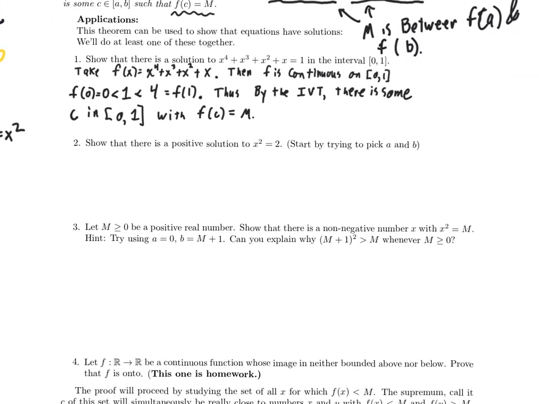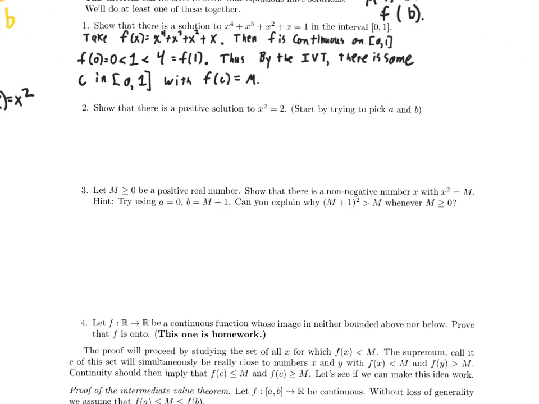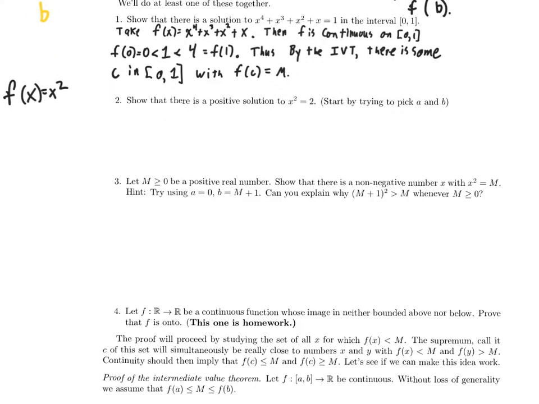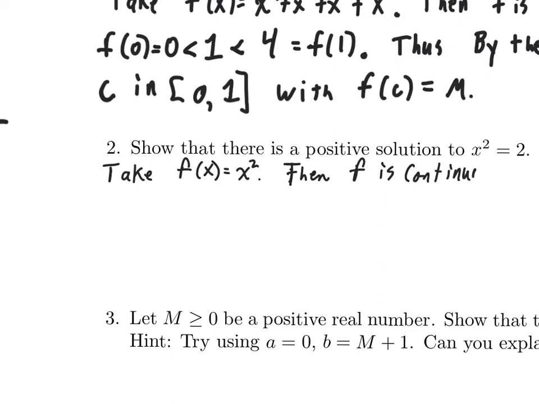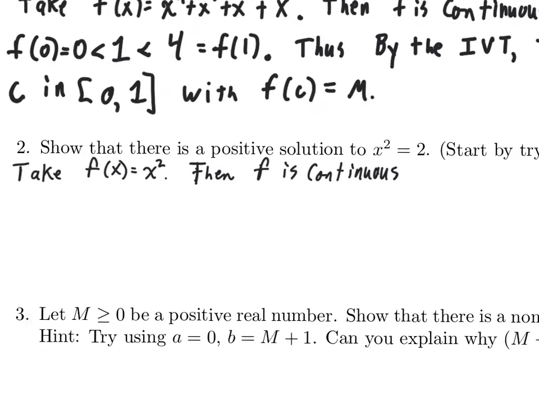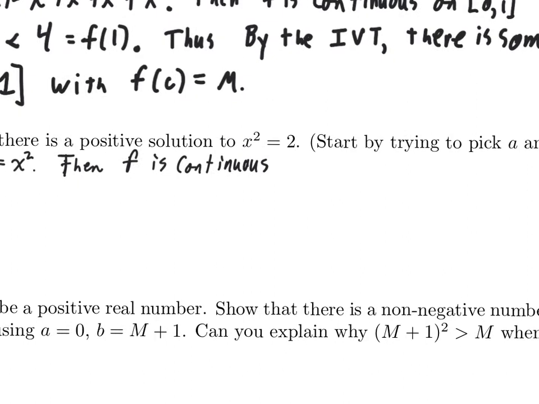So let's now actually just write something super similar to what was written in item 1. Let's take f(x) to be x squared. Then f is continuous. And you'll notice off to the side that I found that the inputs of 1 and 2 would be useful.